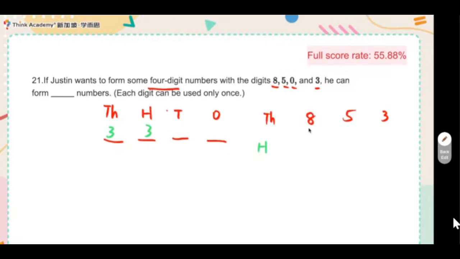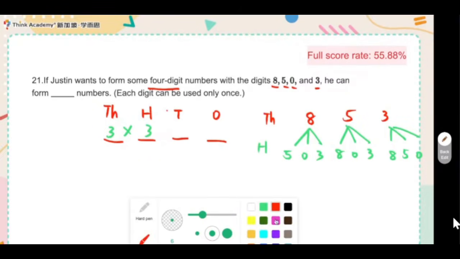So here you can see, as for the hundreds place, maybe we can choose 5 or 0 or 3. And here we can choose 8 or 0 or 3. And here we can choose 8, 5, or 0, right? Okay, so as for the hundreds place, each one of them can have 3 choices. 3 groups of 3 gives us 3 times 3. Okay, understand this? Give me a big thumbs up.